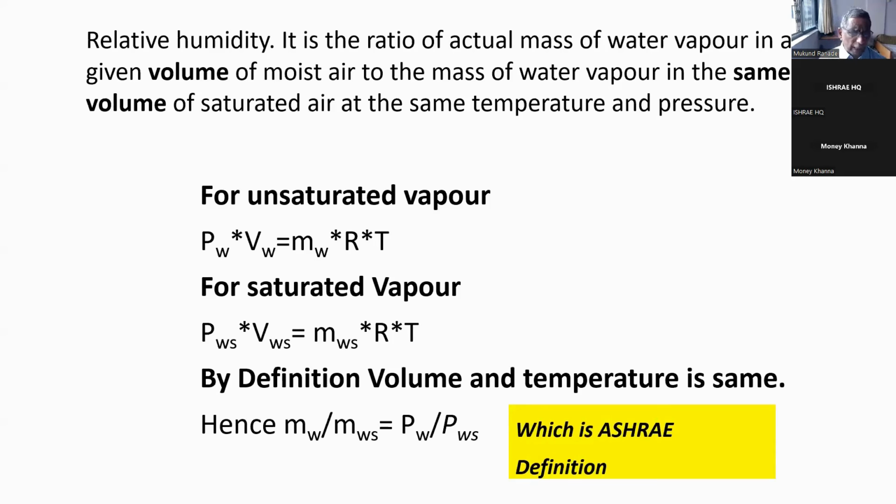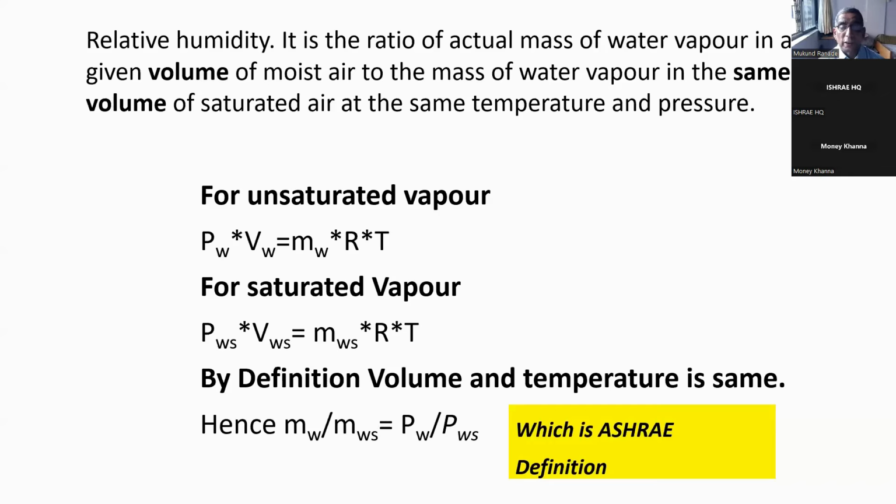Now, if we saturate the air without change in temperature and volume, and also with the total pressure remaining the same, then the equation will be PWS into VWS is equal to MWS into R into T. MWS stands for the maximum amount of water vapor which can be present under saturated condition for the same temperature, pressure and volume. The equation will be PWS upon VWS is equal to MWS upon R into T, where S represents saturated vapor.